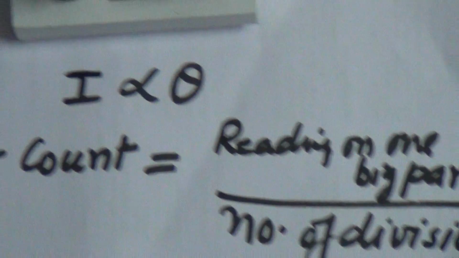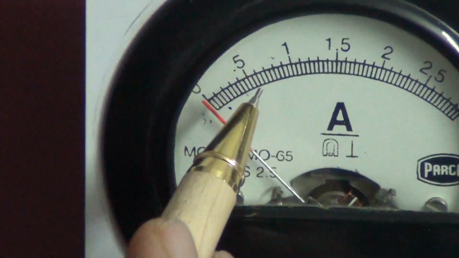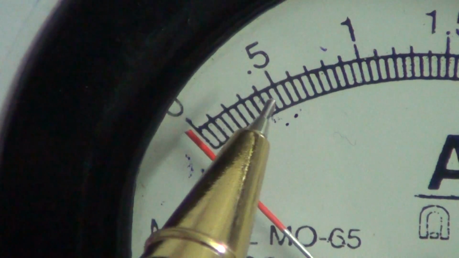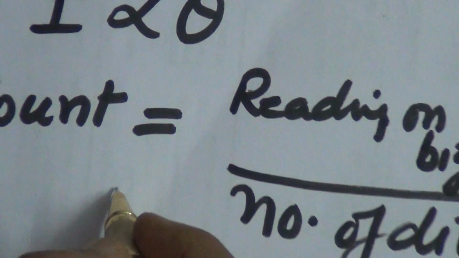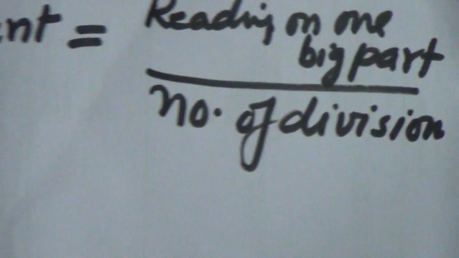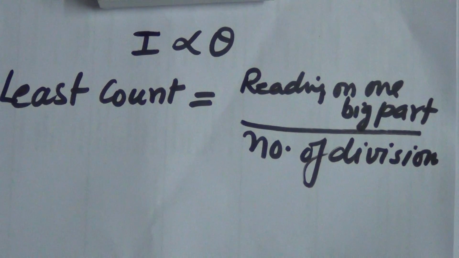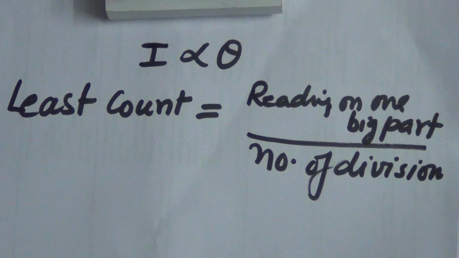How will this least count help while you are taking a reading from the galvanometer? Suppose this needle comes somewhere in between 0.5 onward and the next part, or in between that. You can count that number of parts and multiply it with the least count, and then you can calculate the total reading taken by the galvanometer.